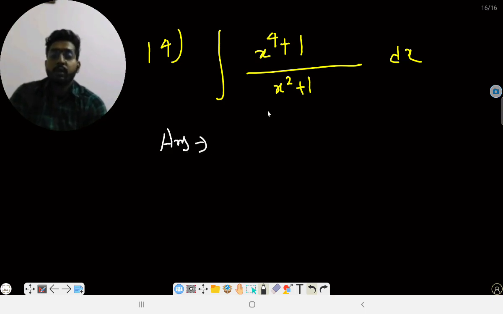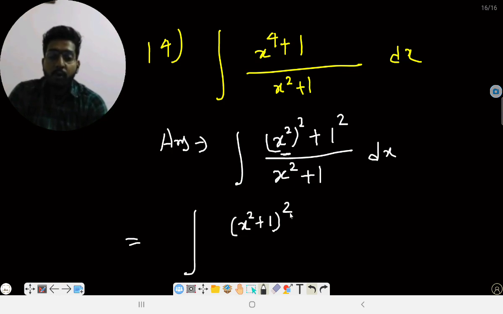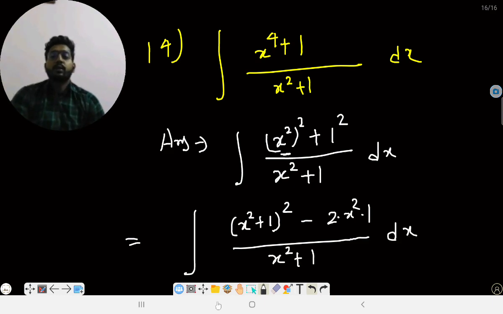First of all, look at the numerator. The numerator can be written as (x square) whole square plus 1 square, like this. And the denominator is x square plus 1 dx. Now look at the numerator, this is a square plus b square. Now what is the formula? a square plus b square is (a plus b) whole square minus 2ab. And the denominator is x square plus 1 dx.